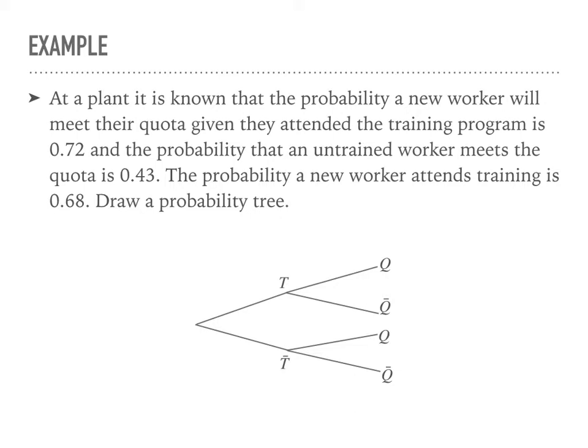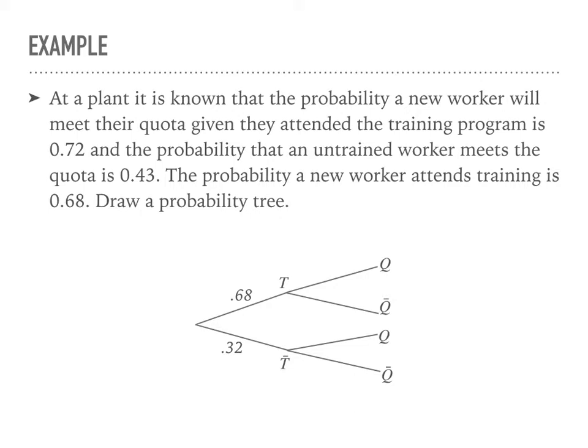Now, we've got to talk about the probabilities and filling those in. So the probability that a new worker attends training is 0.68. So the probability that we go down this path towards training is 0.68. So what's the probability that we don't get trained? Well, since the branches have to add up to 1 and there's only 2 branches, 1 minus 0.68 gives us 0.32, which is the probability that a new worker is untrained.